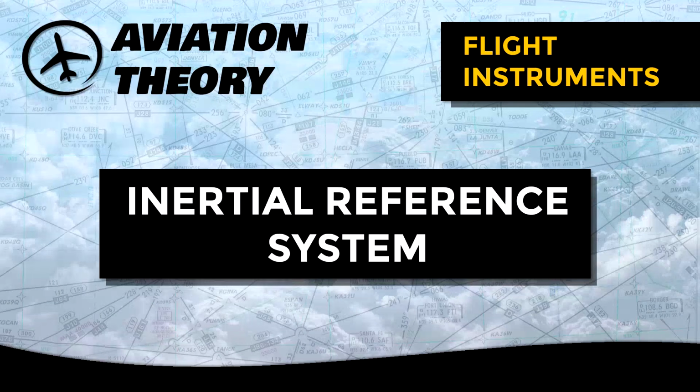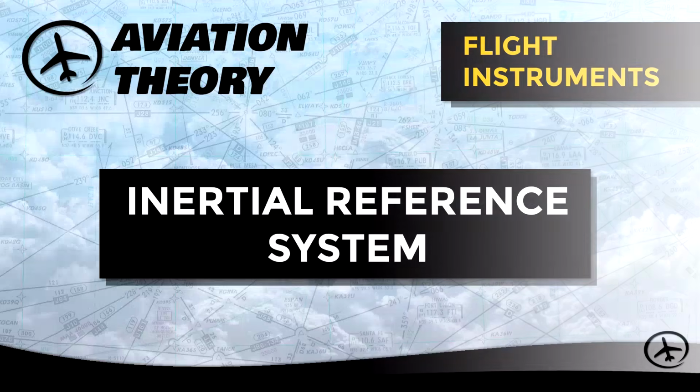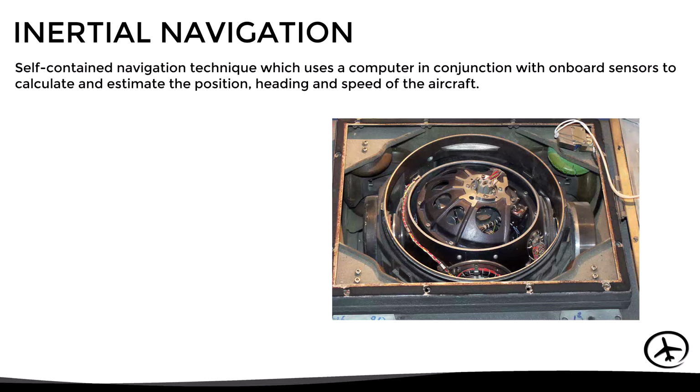Today, we will talk about the Inertial Reference System, which feeds some of the flight instruments in modern aircraft. And in addition to this, it also serves as a navigation system, known as inertial navigation. Inertial navigation is a self-contained navigation technique, which uses a computer in conjunction with onboard sensors to calculate and estimate the position, heading, and speed of the aircraft in real time.